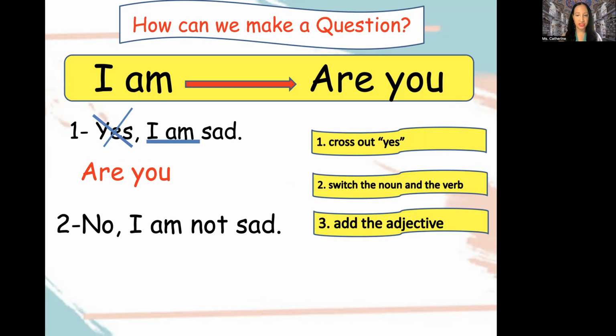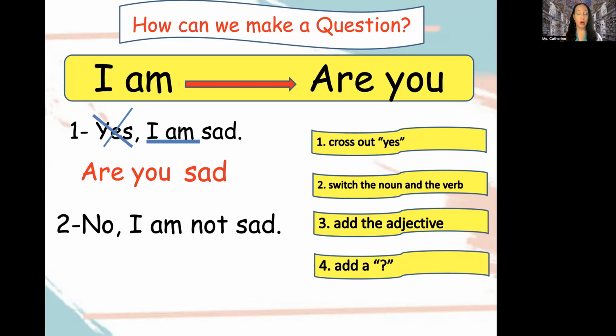Then we add the adjective. Where's the adjective? That's right, sad. Now what? That's right, add a question mark. Are you sad? Yes, I am sad. Okay, so remember, when we make a question with I am, we change it to are you.